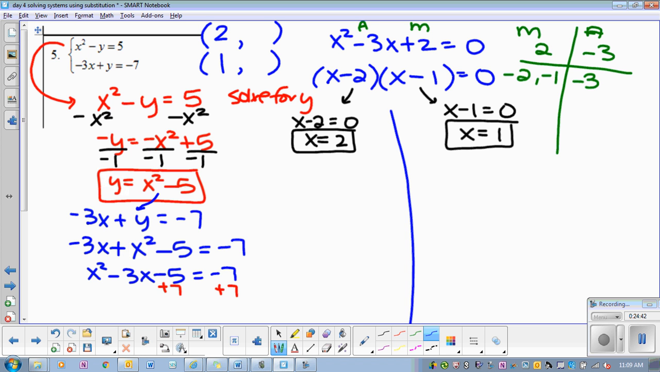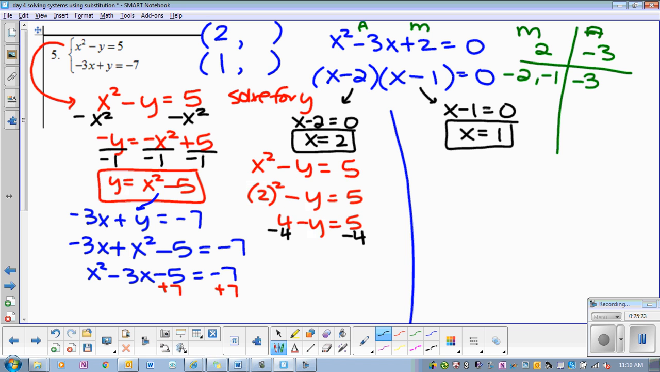But for each of these x's, you have to find their matching y's. How do I go and find their matching y's? Plug it into one of the original equations. Which one do you want to plug it into? First one or the second one? First. Okay. So the first one is x squared minus y equals 5, right? You know x, that 2, so plug it in. 2 squared minus y equals 5. What's 2 squared? So 4 minus y equals 5.